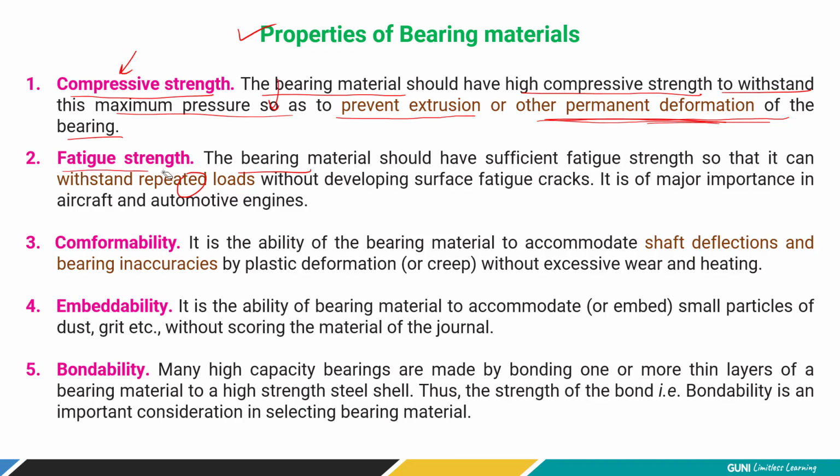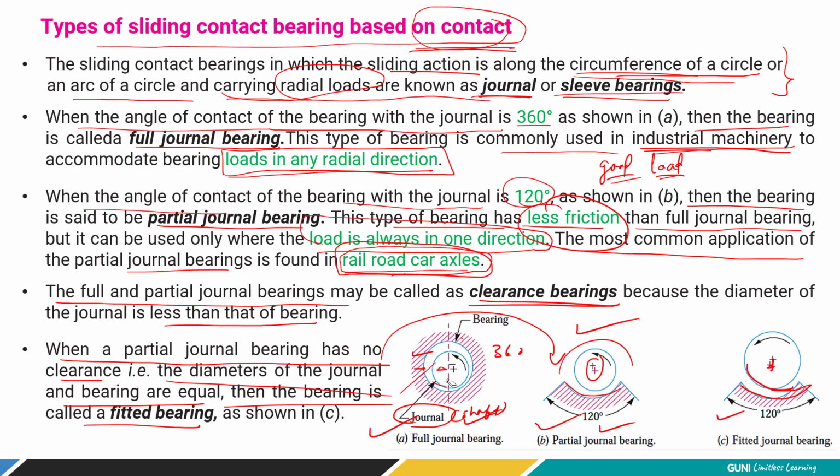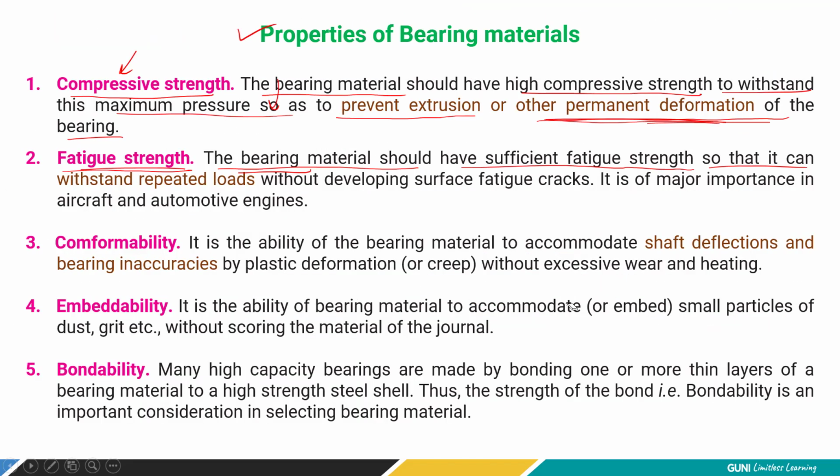Now the second requirement is fatigue strength. The bearing material should have sufficient fatigue strength. Now why? So that it can withstand repetitive loads. Let's recall the figure first, okay? Load is acting, and let's say it is supported over here. Every time the shaft rotates by each degree, a new surface comes in contact and takes up the load. So it's a reversible loading for each section. This itself defines the fatigue action, right?